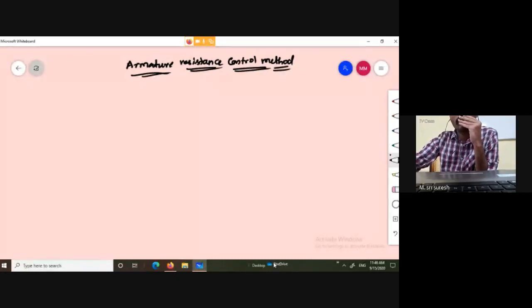So, armature resistance control method. Here we are increasing the armature resistance. The armature has an internal resistance, and we are adding an external resistance with a rheostat. So what happens here? The overall resistance is increased.